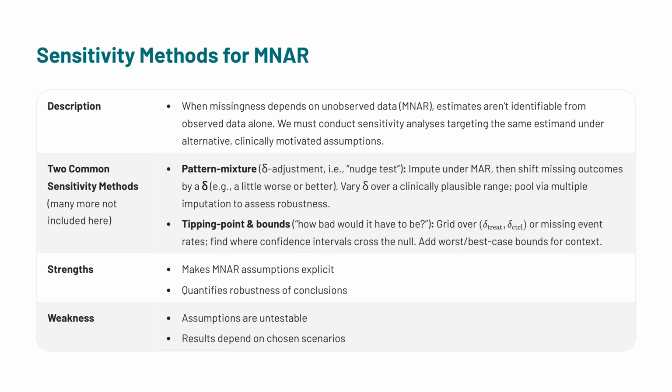Second, the tipping point and bounds. We systematically vary the assumed outcomes for the missing data, by arm or overall, and identify how extreme they would need to be to reverse the decision. We also show best and worst case bounds for context. The strength of these approaches is transparency. They make missing not at random assumptions explicit and quantify the robustness of the trial's results. The limitation is that assumptions are untestable, and results depend on the scenarios we choose, so choices must be clinically justified and clearly reported.